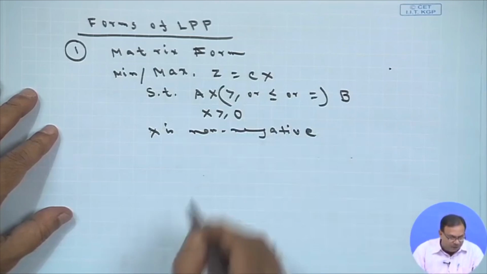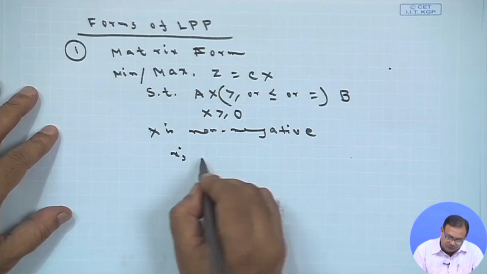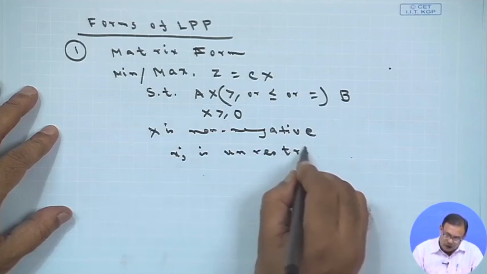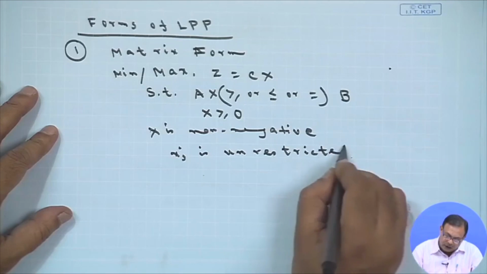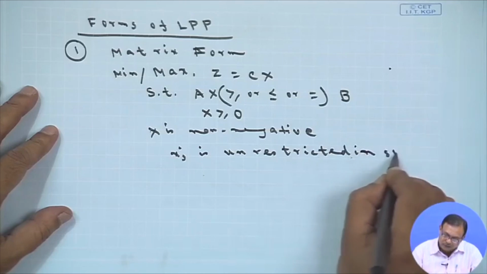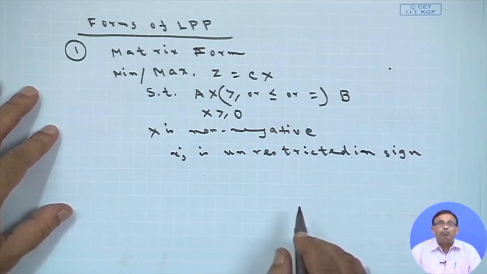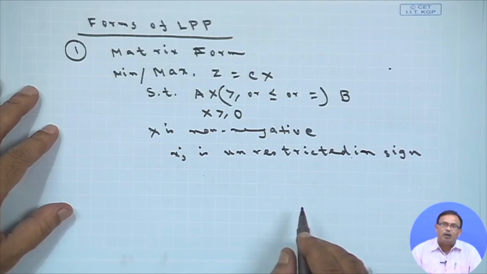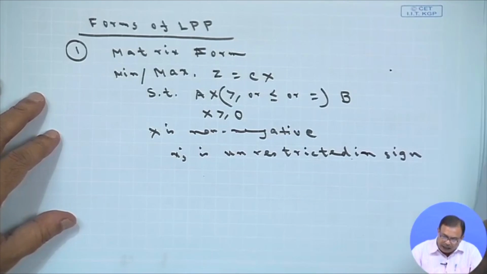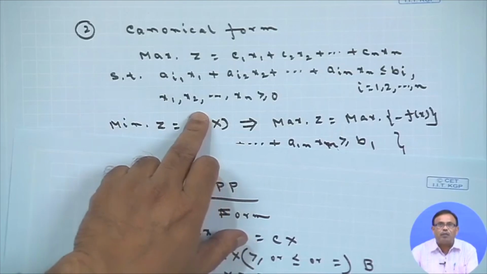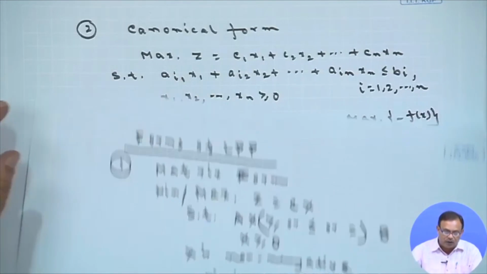But if it is given that x j is unrestricted in sign, that is, we can't talk about the sign, it is not non-negative. It may be positive, it may be negative, anything. But in our canonical form, what we have told, always all the decision variables must be greater than equals 0.